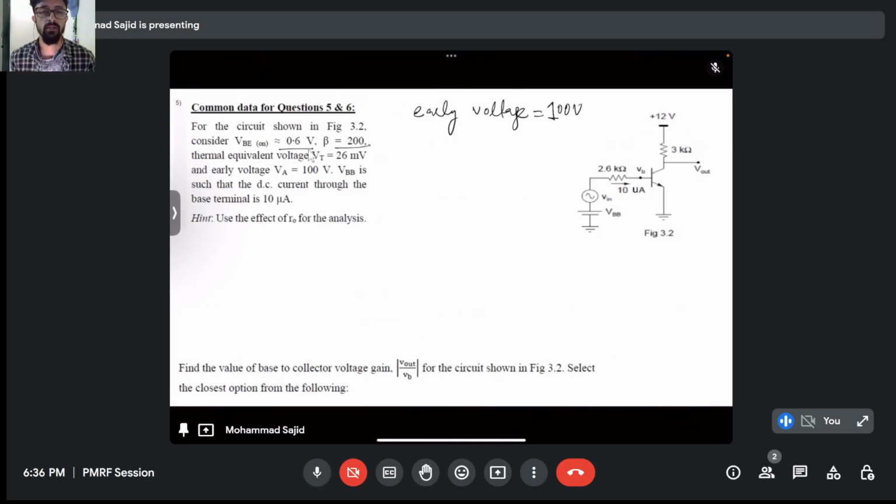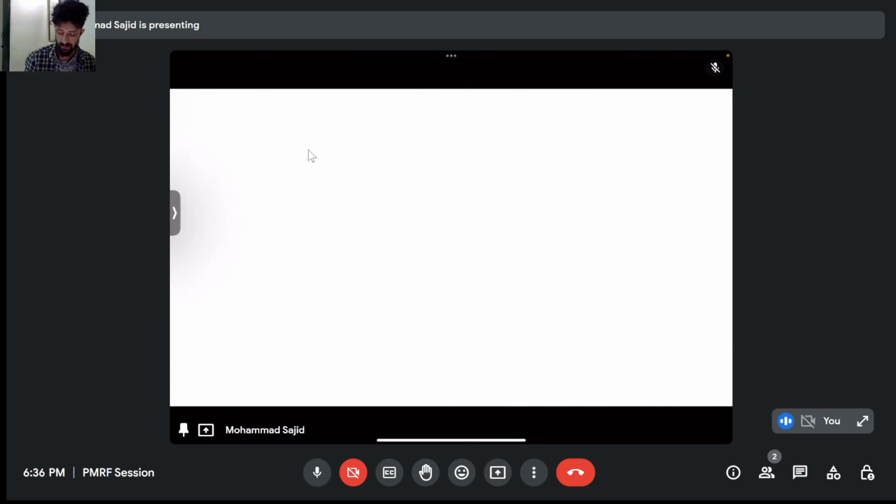Okay. VBB is such that the DC current through the base terminal is 10 microampere. So VBB is not given to us, but it says that it is such that the base current is 10 microampere, right here shown. Just look at the circuit. Use the effect of R naught for analysis. We have to use the effect of R naught as I said in this slide.